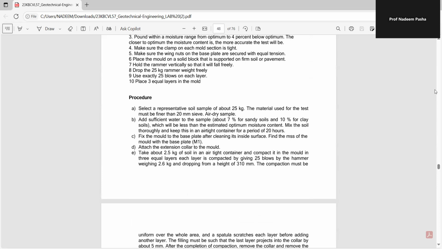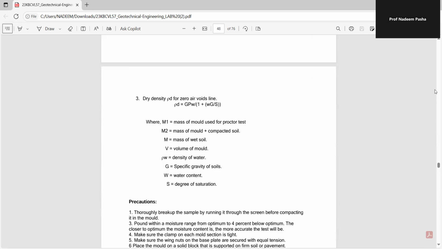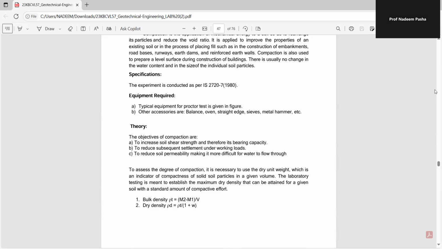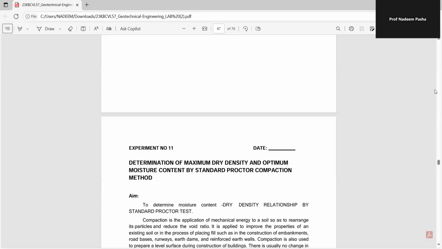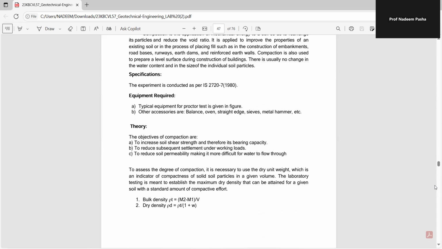The dry density rho d for zero air voids, the formula you should remember: rho d equals G, capital G is the specific gravity of solids, times rho w, divided by 1 plus wG divided by S. And which IS code is used for determining the optimum moisture content and maximum dry density? IS 2720 Part 7, 1980. This code is used.